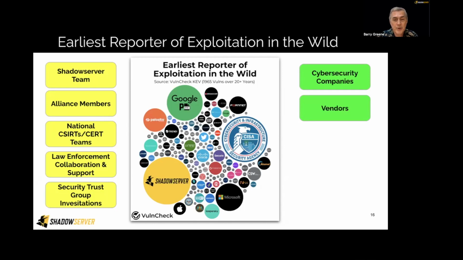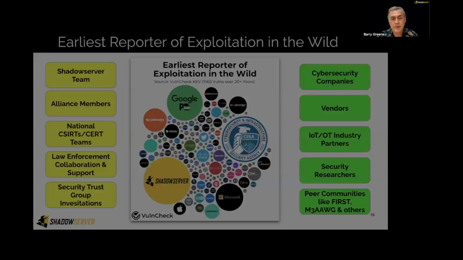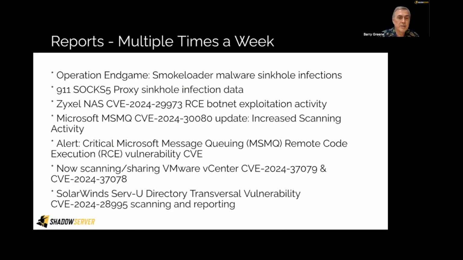Then you've got security companies and vendors leveraging Shadowserver. IoT partners leverage it, doing new reports for things like that. So there's a lot of things that go into why Shadowserver is extremely fast at pointing out known exploitable vulnerabilities out there. So let's give some examples of that.